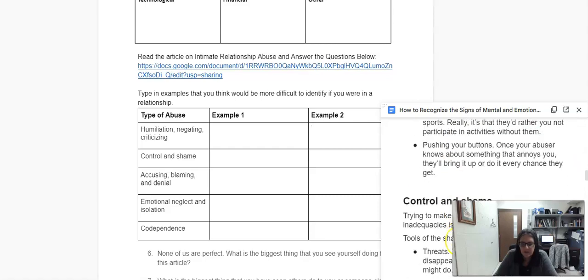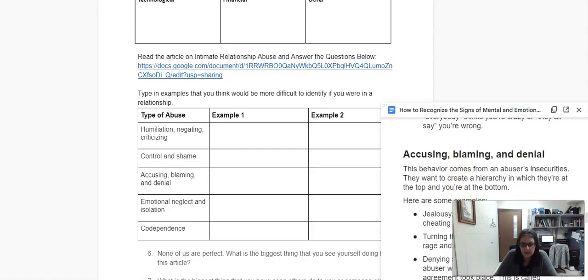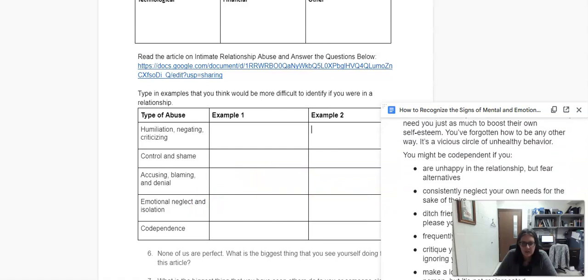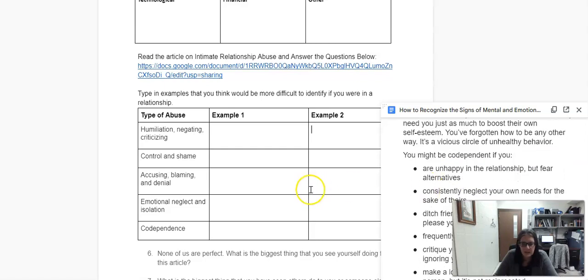Okay? And then control and shame. Again, take two of the bullets and put them in. We have accusing, blaming, and denial. Emotional neglect and isolation. And then codependence. Codependence is when everything you do is in reaction to your abuser's behavior. So it's like they need you just as much to boost their self-esteem. So it's this unhealthy cycle of how do you even function without them.